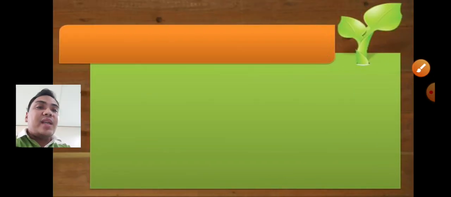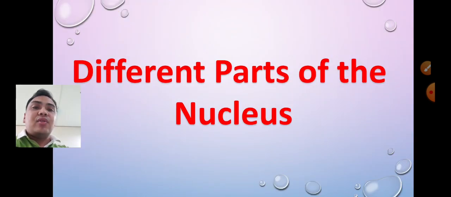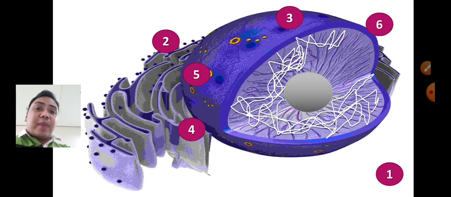To sum it up, the nucleus is a rounded or spherical structure usually found at the center of the cell. Hence, another name for the nucleus is the control center, since it gives all the instructions that must be performed by each part of the cell. And did you know that the nucleus has different parts? In our illustration, there are 6 main parts of the nucleus.